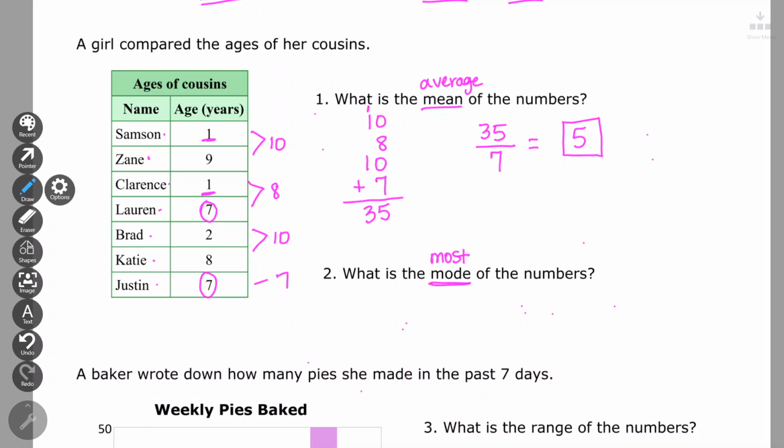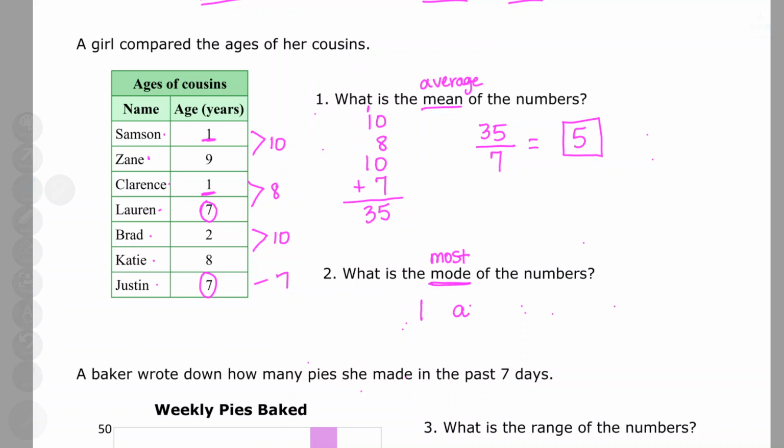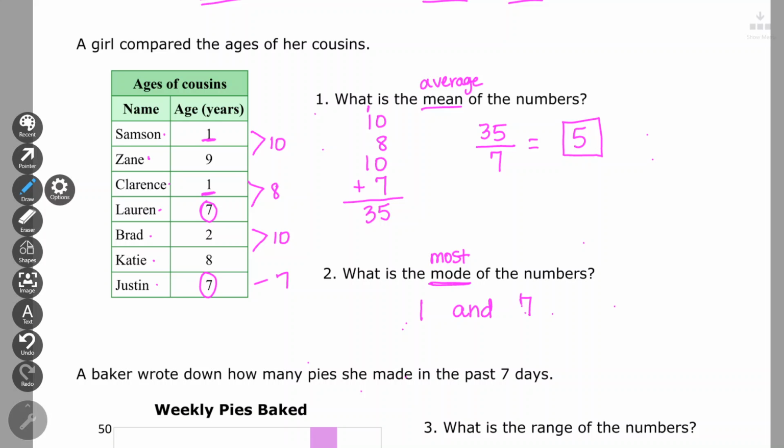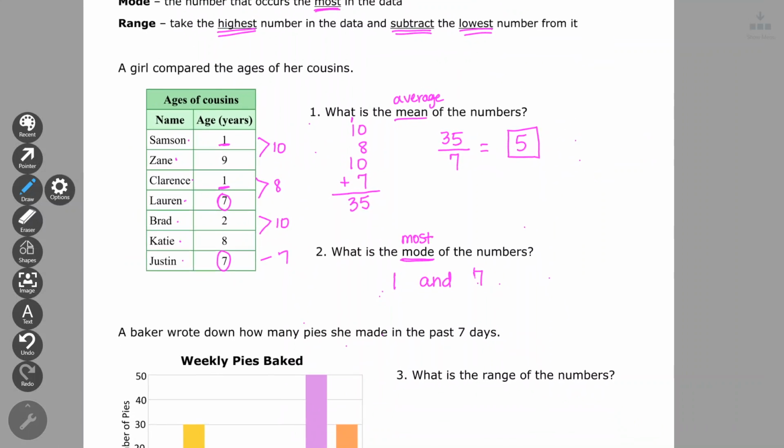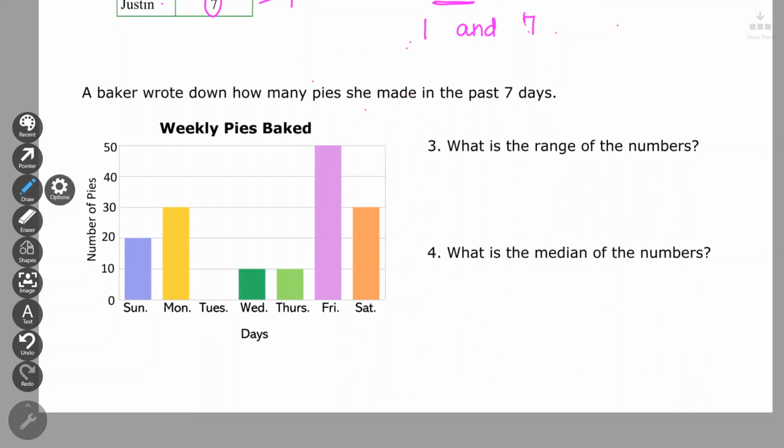So actually, this problem in number 2 has 2 modes. 2 of the numbers occur twice, so we have to write both of them. 1 and 7 are both the mode. Now, I don't believe that IXL has any problems that have 2 numbers as the answer, but on this worksheet there are 2. All right, let's look at the next one.